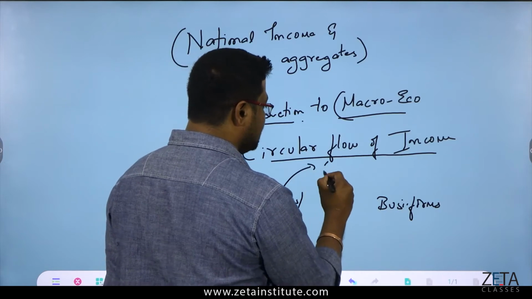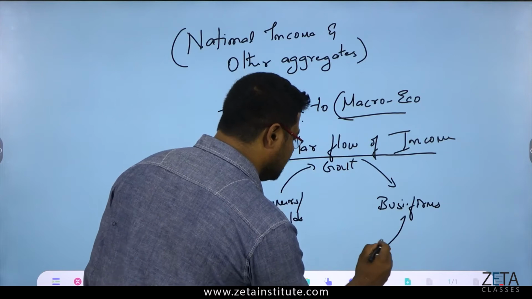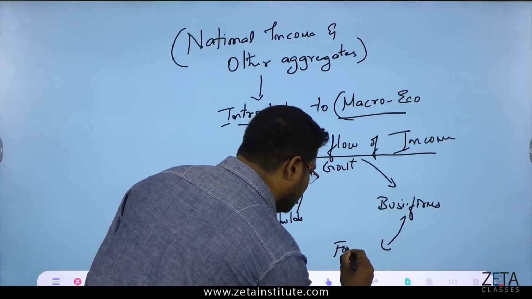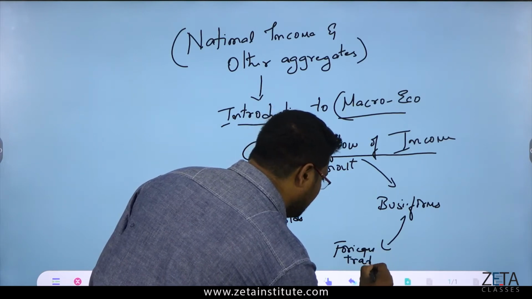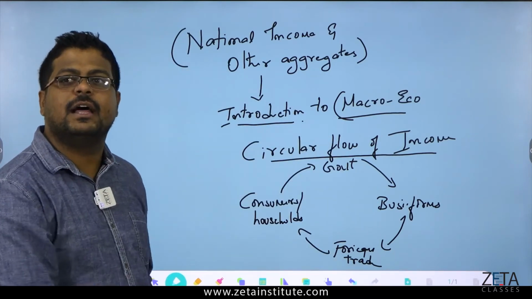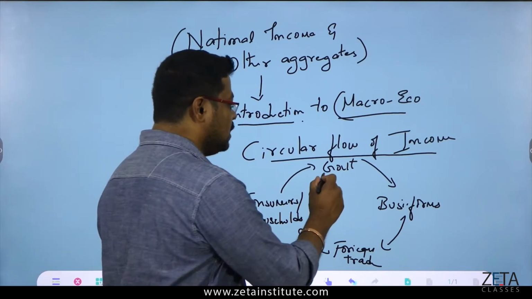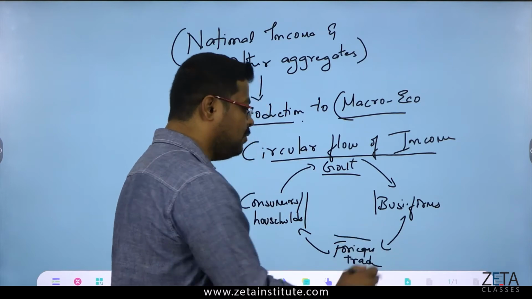Then comes the government, and then comes the foreign trade, not forex, foreign trade. So this is how the circular flow of income will happen. Circular flow of income: who are the people? Government will come, consumers will come, business firms will come, and foreign trade will come.